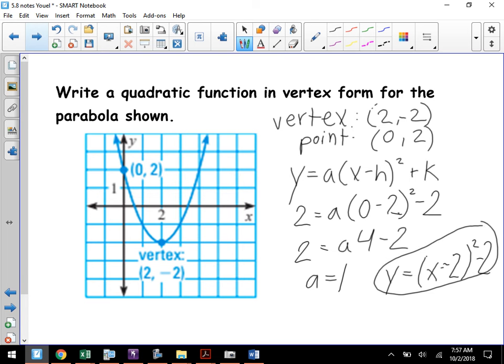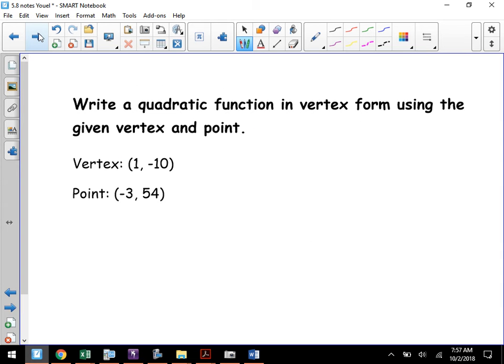Alright, you guys get that? Alright, now this one's a little bit tricky, maybe, because they don't give it to you in a graph, but they're still giving you a vertex and a point. So does anyone think they can come up and give us the equation?